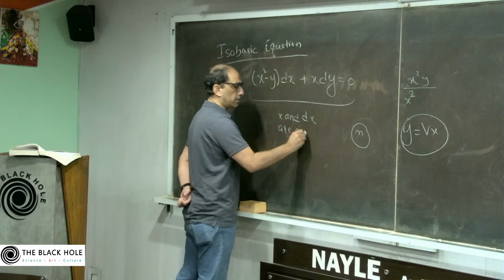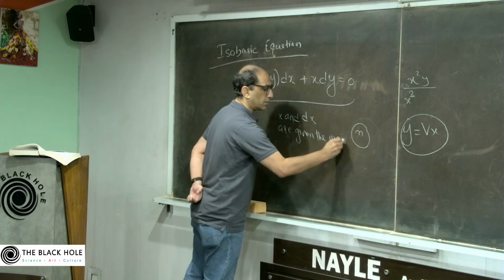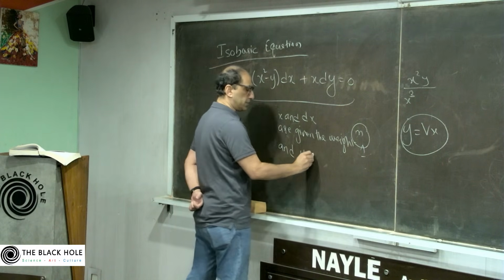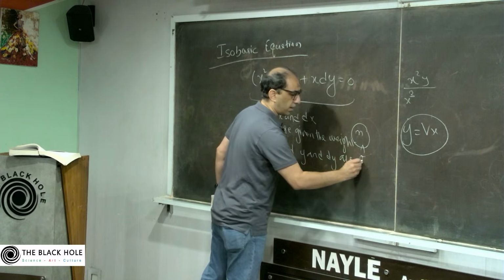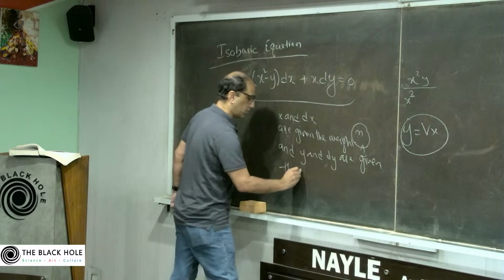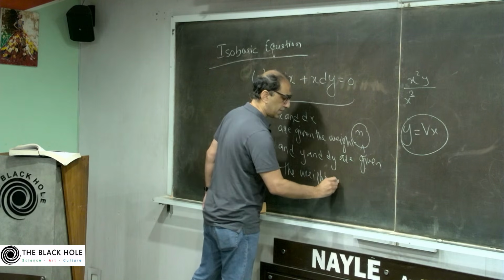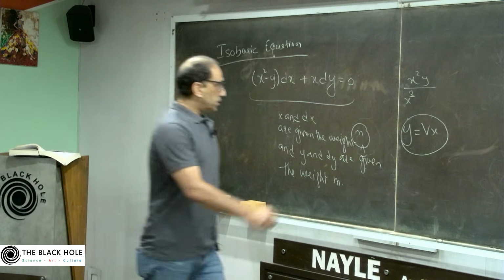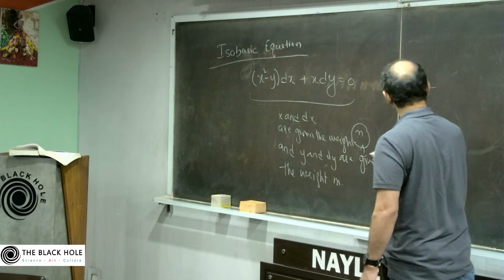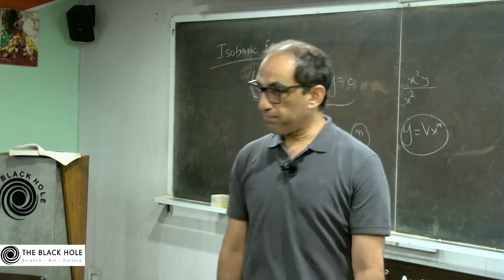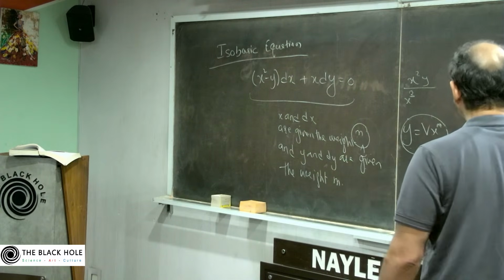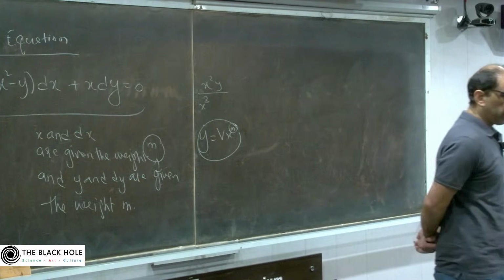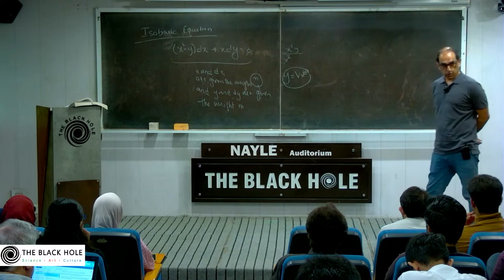But for that, we use some weight method, and the recipe is that x and dx are given the weight 1, and y and dy are given the weight m. Okay? And you will have to use y is equal to v x raised to power m, and what we need to find out is what m is for a particular differential equation. Okay? So now let's try and use this method.